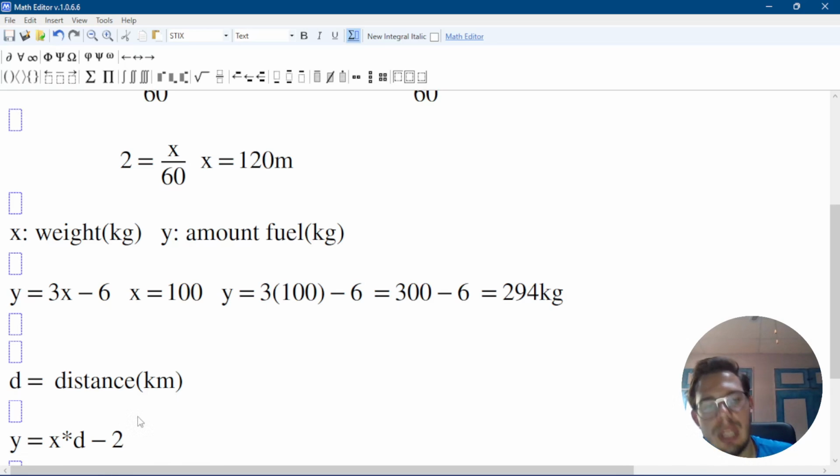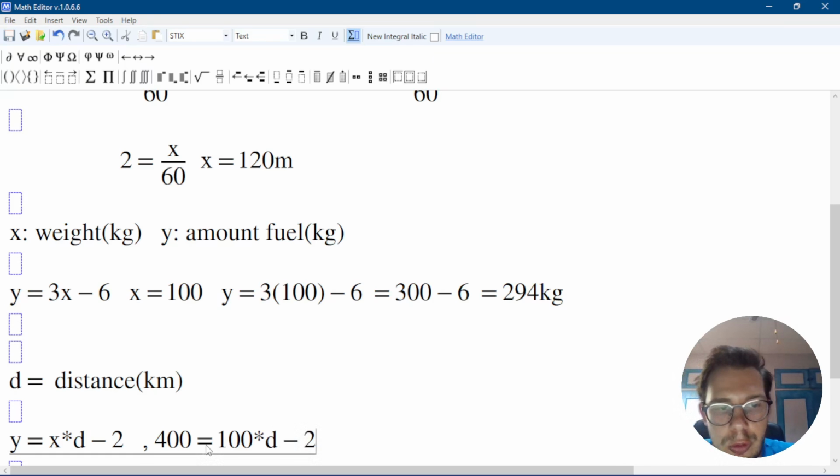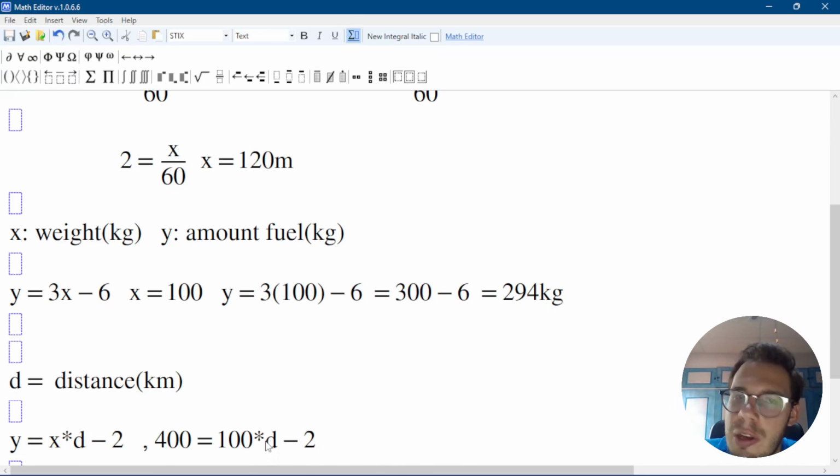Additionally, you can give me, let's say, the amount of fuel we have and the amount of baggage we have, and then ask me, well, what distance can we fly? So let's say we have 400 kilograms of fuel and we have 100 kilograms of weight. Then we can just solve for d to get the distance that we can fly with the amount of fuel we have and the amount of baggage we have.